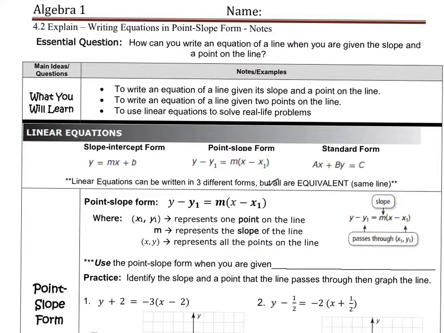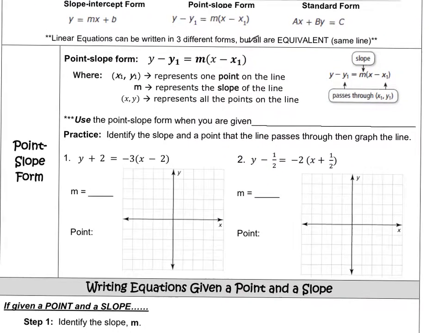Use this formula when you're given a point and you're given the slope of a line. So all three of these formulas can represent the exact same line, the exact same information. Just depending on what you need to do with it is what format you'll put it in, but they're all equivalent. Okay, so writing our point-slope form, we just need to take a moment to understand what the formula really means.